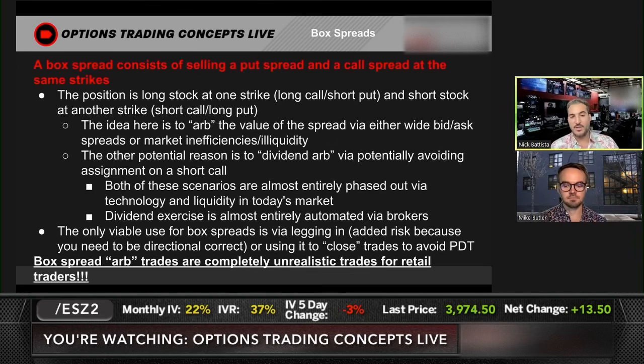So really the only reason to ever do a box spread trade is if you're trying to close out of a position due to PDT, and you should look at that as kind of a close now. You're locking in your position, and then tomorrow you take the whole thing off. It's not something you leave on.